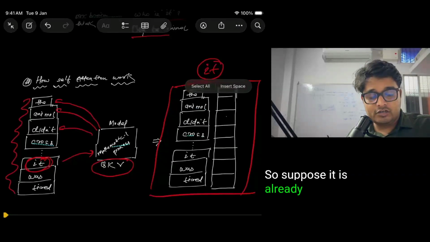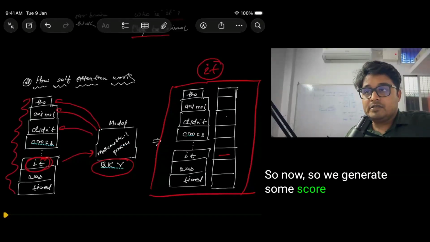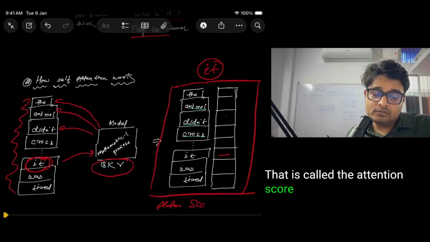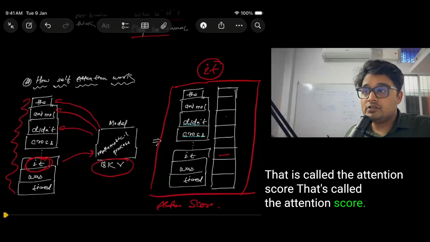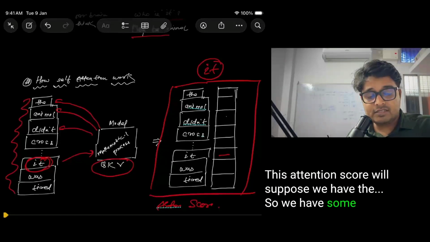So suppose it is already available, so we ignore this part. Now we generate some score that is called the attention score. This attention score will, suppose we have some value.